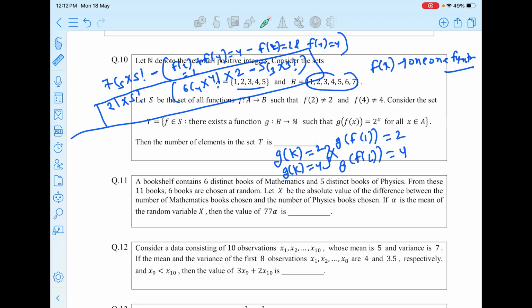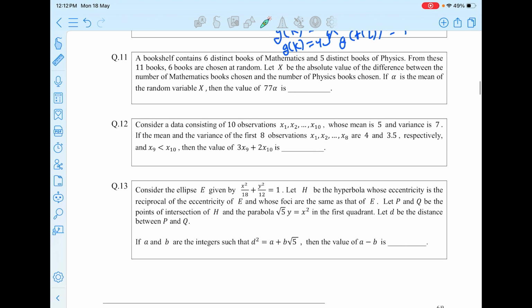Okay, next question 11. A bookshelf contains 6 distinct books of mathematics and 5 distinct books of physics. 11 books, from these 11 books, 6 books are chosen at random. Let x be the absolute value of difference between the mathematics books chosen and physics books chosen. So what can be the difference?